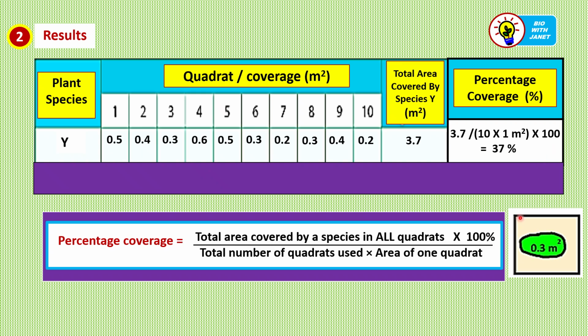Okay, so this picture here shows you an example of a quadrat with the area covered by the plant species. 0.3 meters squared of the quadrat area is covered by the plant species.